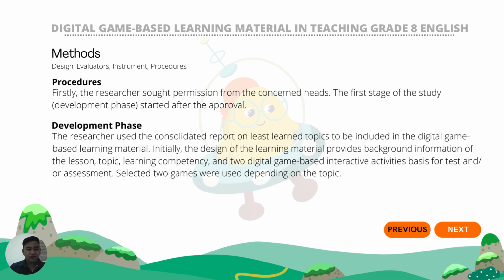For the procedures, firstly, the researcher sought permission from the concerned heads, which is the first stage of the study. The development phase started after the approval. In the development phase, the researcher used the consolidated report on least learned topics to be included in the digital game-based learning material. Initially, the design of the learning material provides background information of the lesson or topic, learning competency, and two digital game-based interactive activities, basis for tests and or assessment. Selected two games were also used depending on the topic or lesson.